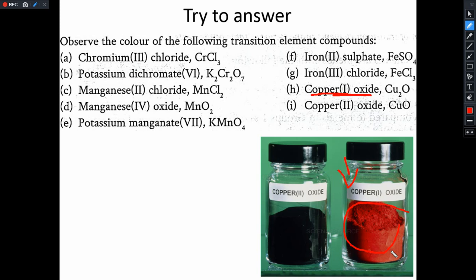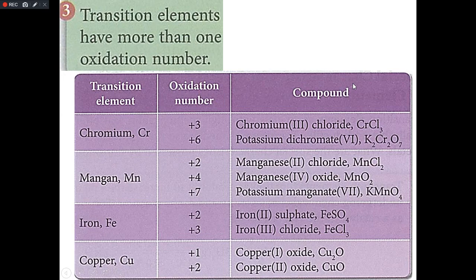This is red color. And copper 2 oxide, although copper 2 ions are present in copper 2 oxide, however, copper 2 oxide is not blue color, but copper 2 oxide is black color. So please jot down and remember this. Copper 2 oxide is very special because copper 2 oxide is black color. So this slide is finished. We go to the next slide.